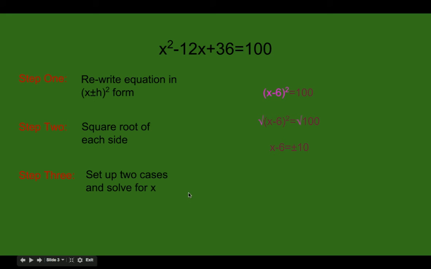Step 3 to finding our solutions is setting up two cases and solving for x. Our two cases are going to be x minus 6 equals a positive 10 and x minus 6 equals a negative 10. When we solve, we find that x equals 16 and x equals negative 4. So our solutions to this equation are going to be negative 4 and positive 16. This is how you will solve a quadratic equation using the square root property.